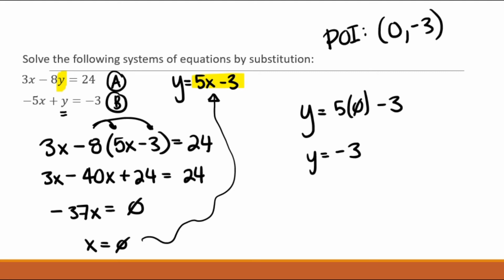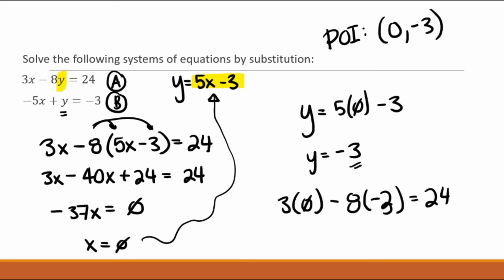Okay, let's double check. We used a rearranged version of B to get our y value, so let's check our answer in the one we didn't use, equation A. So is 3 times 0, that's equation A, minus 8 times negative 3, negative 3, equal to 24? 0 plus 24 equal to 24.